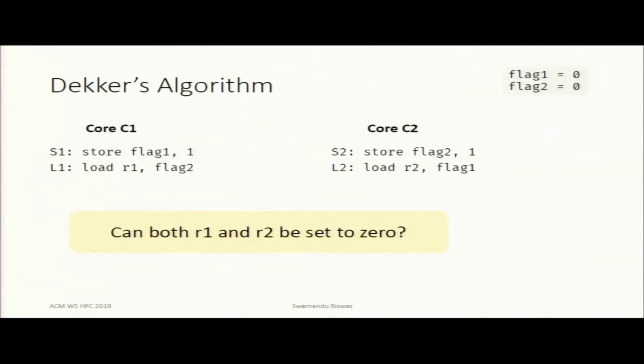So this is Dekker's algorithm. You might have studied it in some form in your operating systems class, right? Dekker's algorithm for ensuring mutual exclusion. This is the pseudocode style that we have over here. I have two flags, flag 1 and flag 2, both set to 0, fine. Then I have core C1 and core C2. I store 1 to flag 1, I store 1 to flag 2, and then I am trying to load the values of the other flags. Basically, I am trying to see whose turn it is, right?